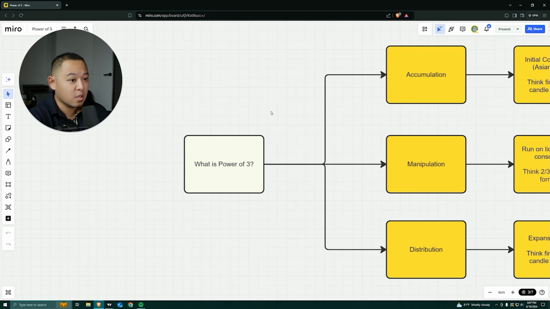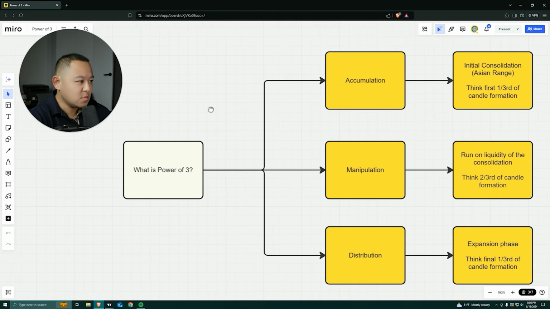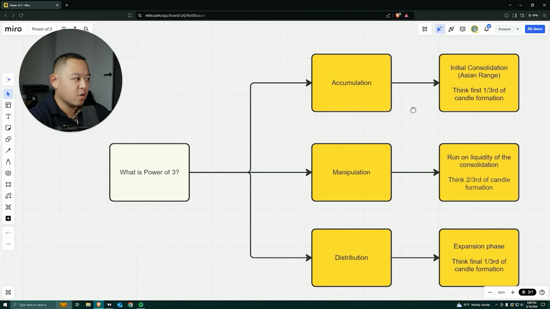Yes, it could come earlier, which is what we're going to get into later on in this video. That's going to be a hack that I use to determine when there is a low probability condition, when to avoid these specific setups, and when not to use Power of 3, or when Power of 3 has already occurred. So when we're talking about accumulation, we're going to think of the first third of that candle formation.